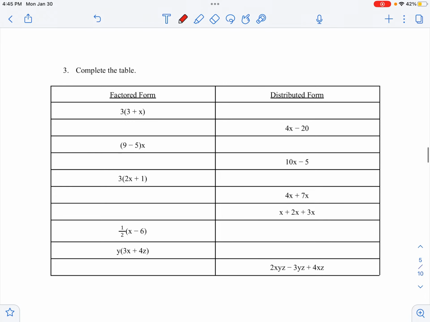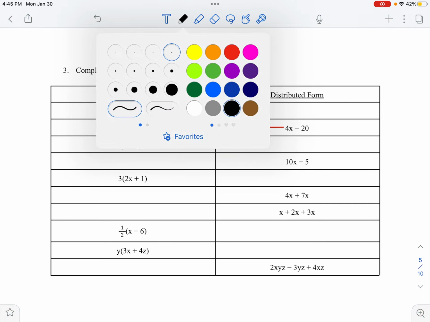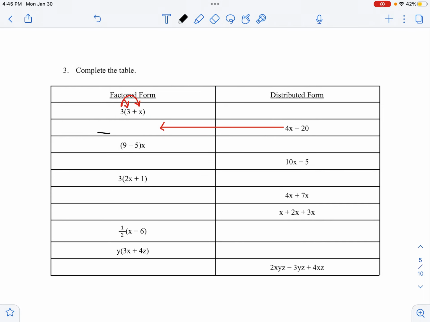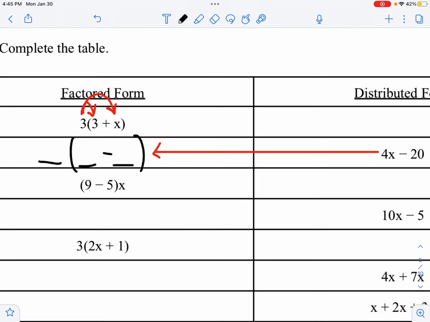In question 3, you have a table that converts from factored form to distributed form. I just gave you 2 examples of how you can distribute to move from factored form to distributed form. But when you're moving in the other direction, from distributed form to factored form, you always want to start with this template. Something times parentheses, in this case, a difference of 2 terms inside the parentheses.